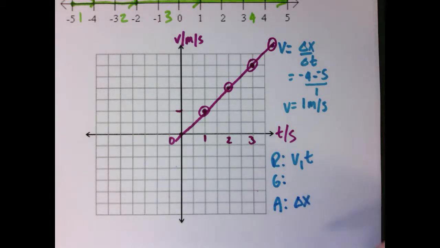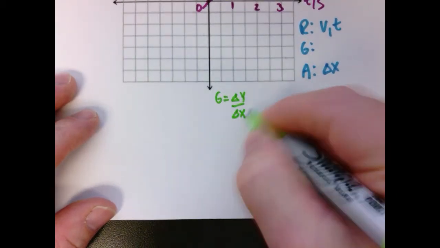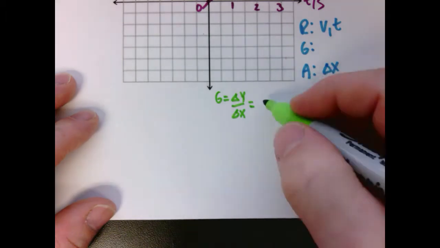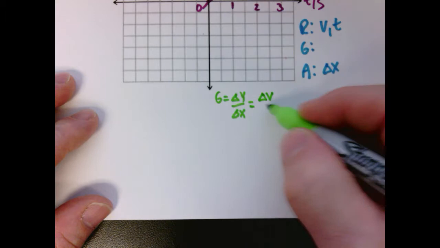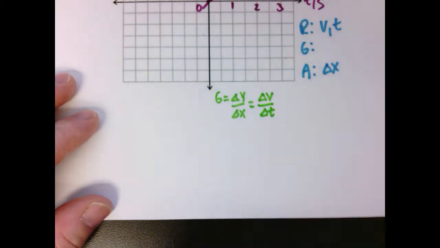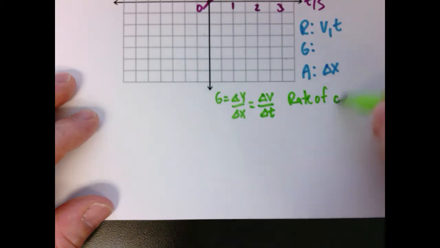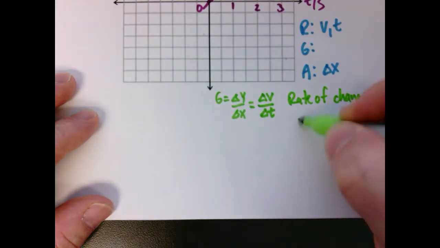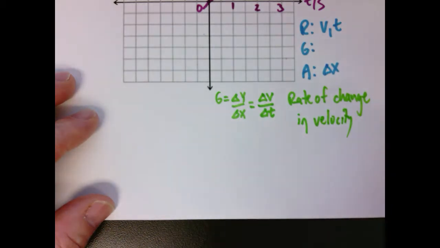So what is the gradient? Well, the gradient is given by the equation delta y over delta x. The y-axis of our graph is velocity, so the gradient is delta v, and the x-axis is time, over delta t. It's the rate of change in velocity. The gradient in this case is the rate of change of velocity.